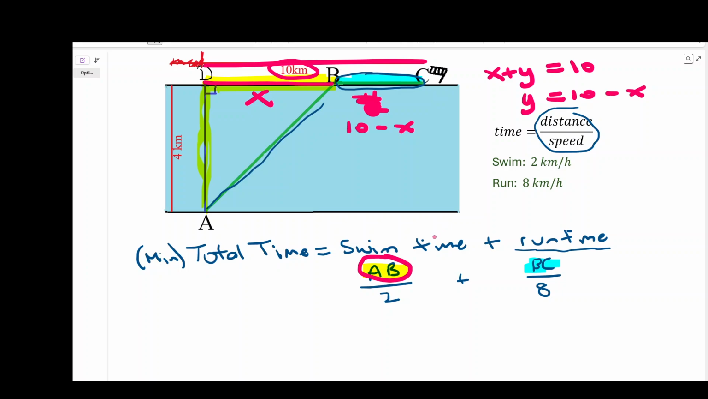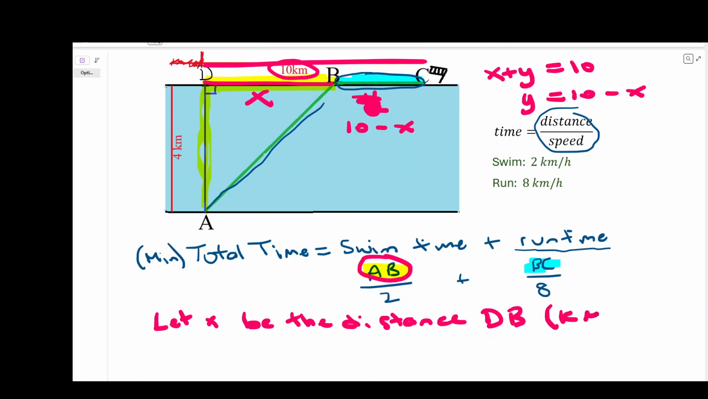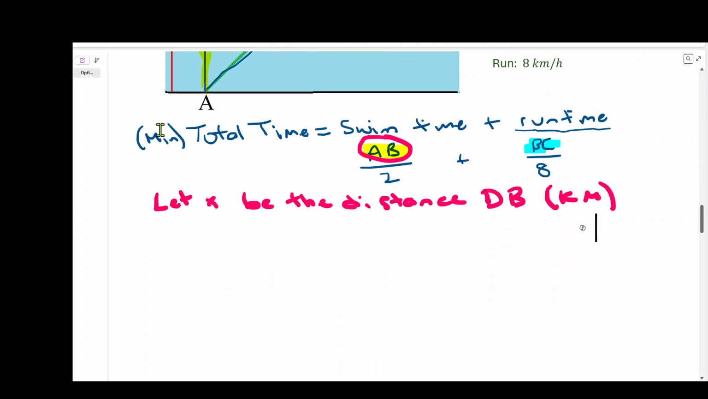So that means that I have let x be the distance of the horizontal component of the swim. That's a nice answer in physics language. But in my diagram, I'm just going to call it distance dB, and that will be in kilometers. And that's okay because on my diagram, I've introduced point D as well. So then let's start thinking about what these equations might look like.